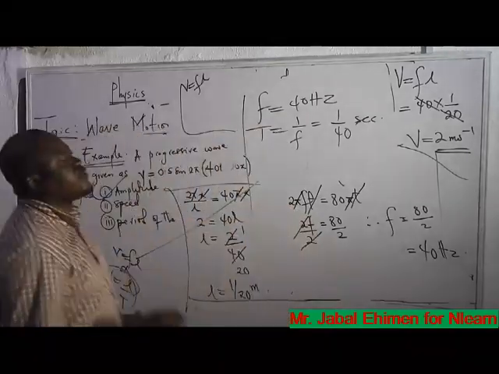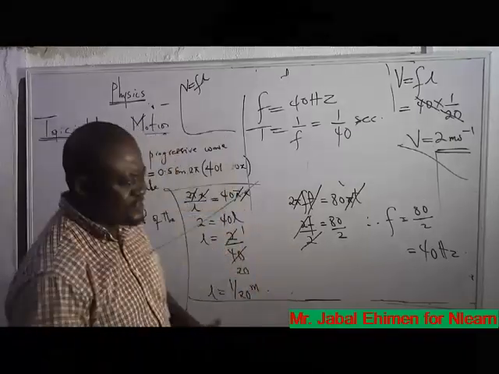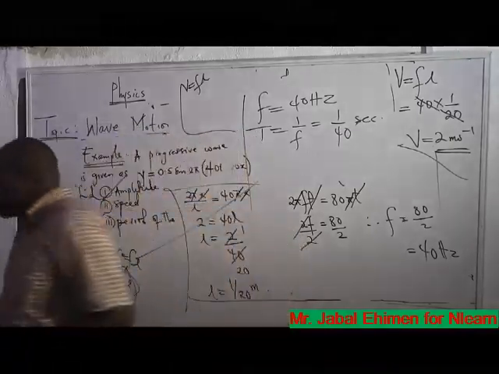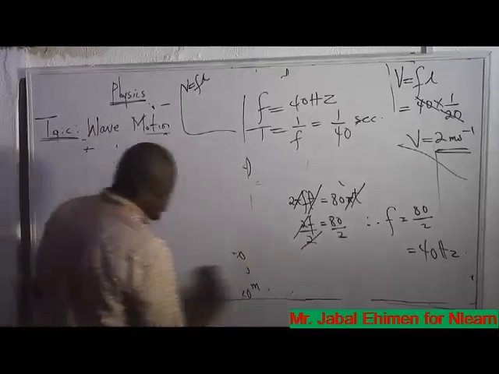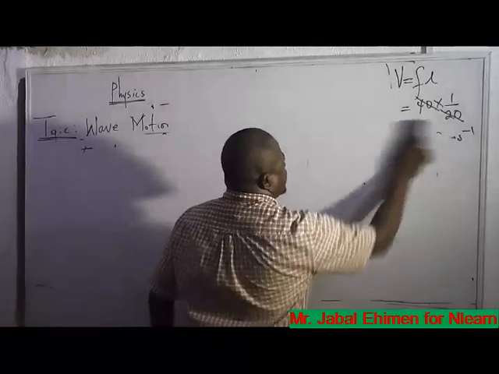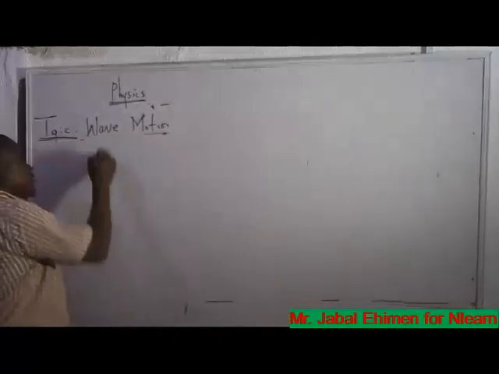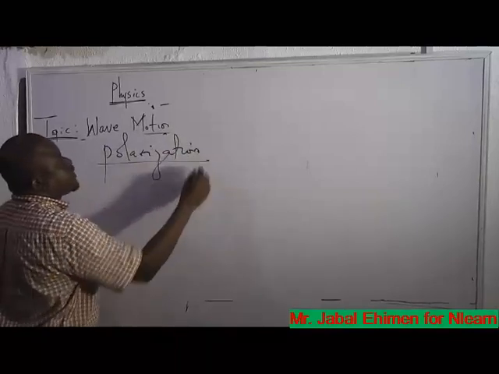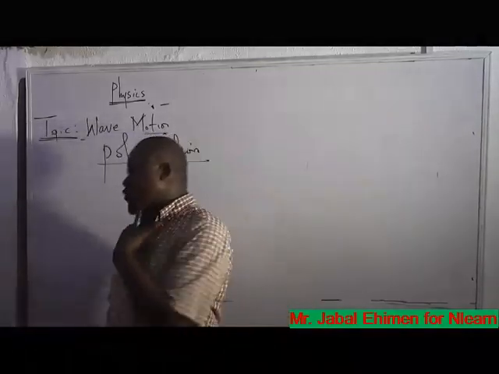Now that is that. So from there we want to move to the last stage of this topic, and that last stage is simple. Let's talk about something called polarization. So after you call it, say polarization of wave. Now, first of all, it is one of the properties of a wave.